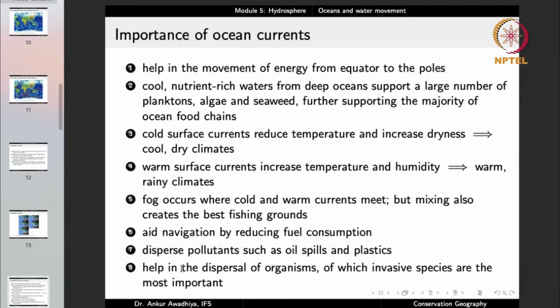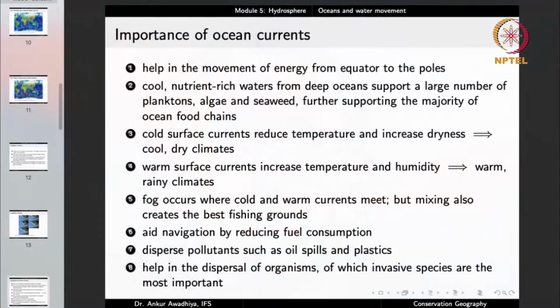And when these currents move water, they also disperse pollutants such as oil spills and plastics, which means that they protect the biodiversity of those areas that are having oil spills by rapidly moving the oil spill away from that area. But the negative consequence is that it exposes the biodiversity of other areas to the oil spills, because it is taking this oil to other locations. So this has both ecological and economic ramifications.